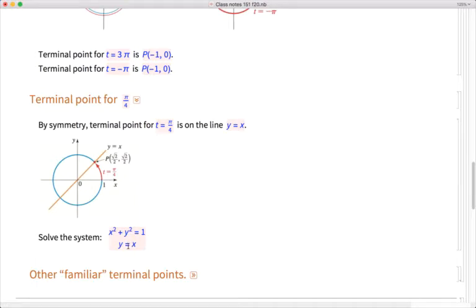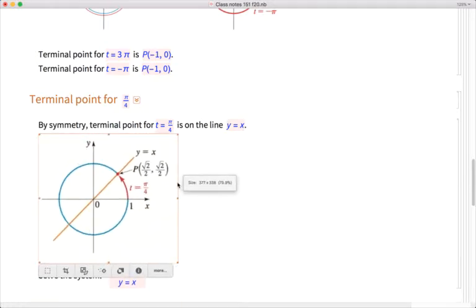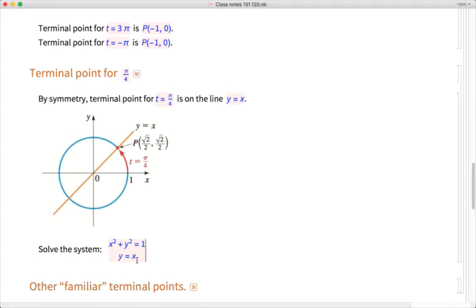But to show that, what we're going to do is solve this system. This red dot is on the graph of both the unit circle and the graph of y equals x. So if we solve this system, we'll learn what points are on both of these graphs. And in fact, we will get two. There's another point down here.